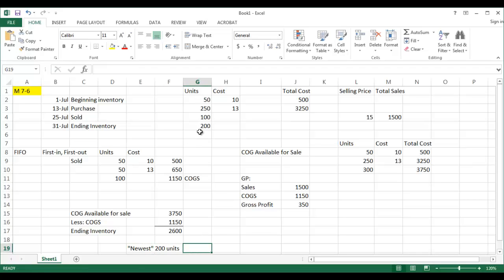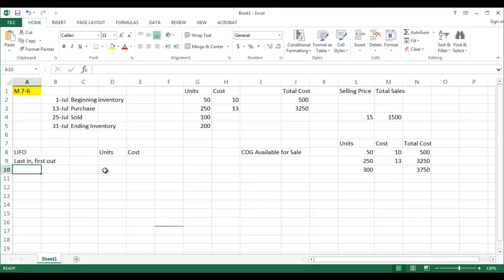Well, if we back up our list here, our last purchase on July 13th was 250 units at $13. So my newest 200 units are 200 at $13. And incidentally, of course, that's also $2,600, which is the number we just came up with for ending inventory. I know there were a lot of moving pieces there, so if you need to, stop and back up and watch this part again. And then I'm going to do the same thing for LIFO and weighted average.